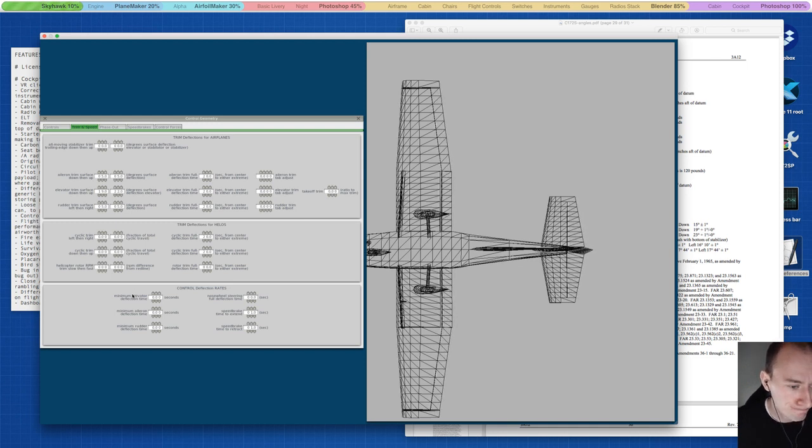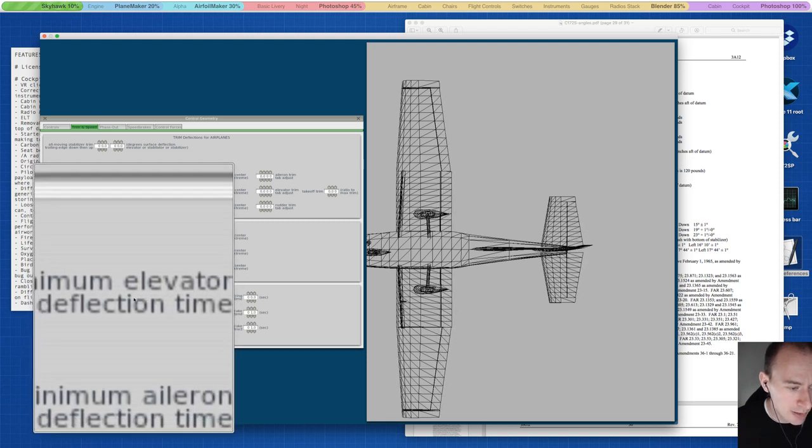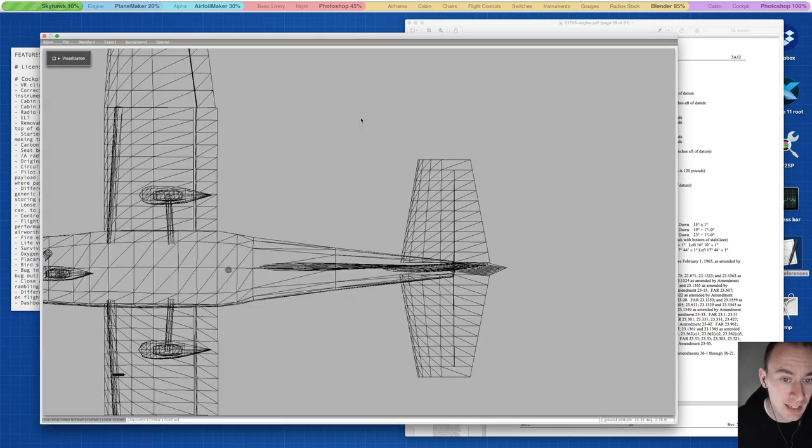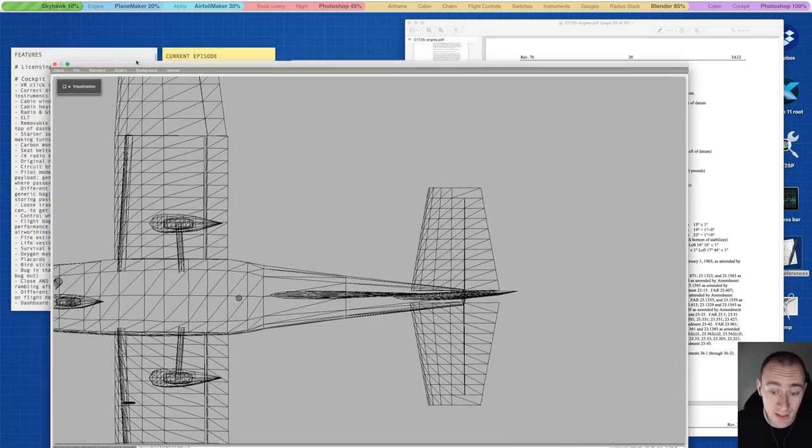The same with these elevator deflection. Okay, I think for now we just set it. We got the right deflection, so that's the best I can do for now.